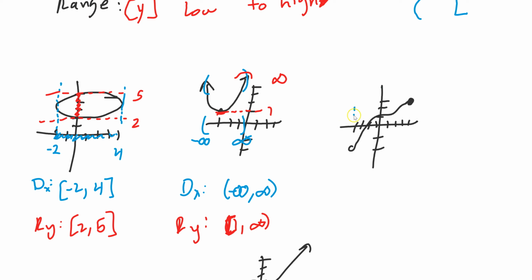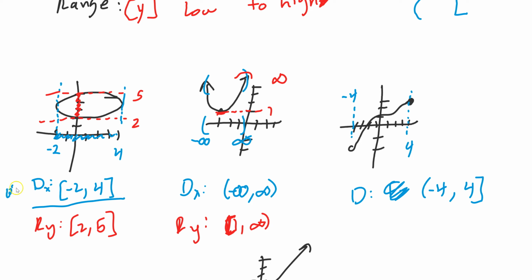Farthest left I see is right here, -4. Actually, look, it's an open circle, so parenthesis at -4. And the farthest right I see is right here at 4, bracket. By the way, let's talk about this for a quick second. This set in math is called a closed set, because both ends are closed.